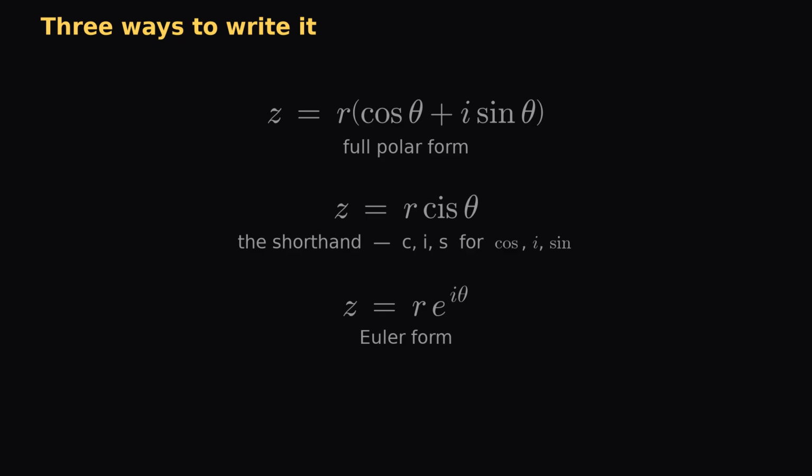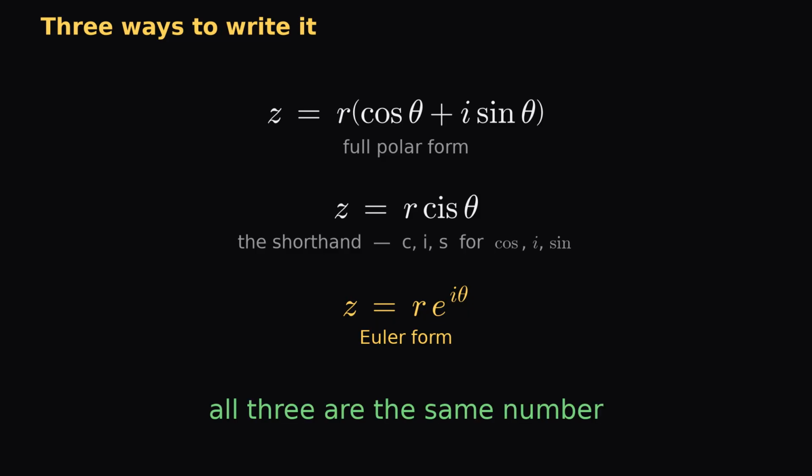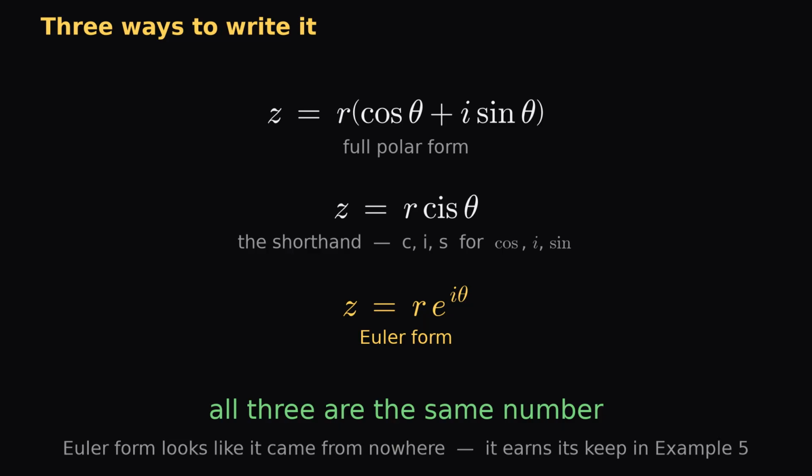And there are 3 ways to write it. r(cos theta plus i sine theta). That's polar form written out in full. Cis is an abbreviation of exactly that. C-I-S. Cosine, i sine. So r cis theta. And Euler form is r e to the i theta, which looks like it came from nowhere, but behaves beautifully, as you'll see at the end. All 3 of those are the same thing.